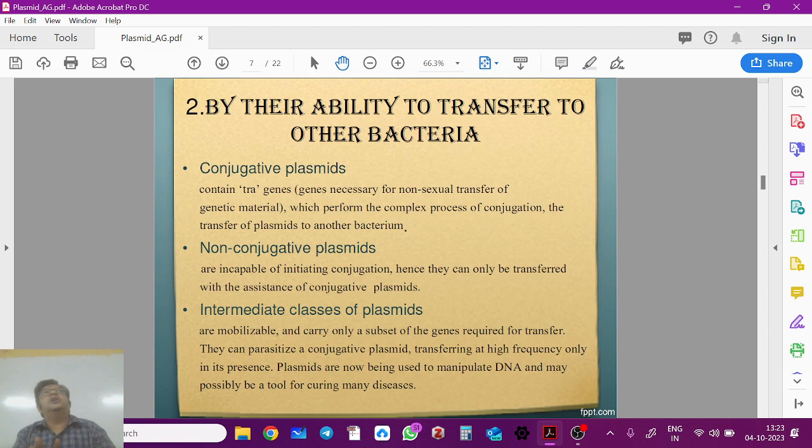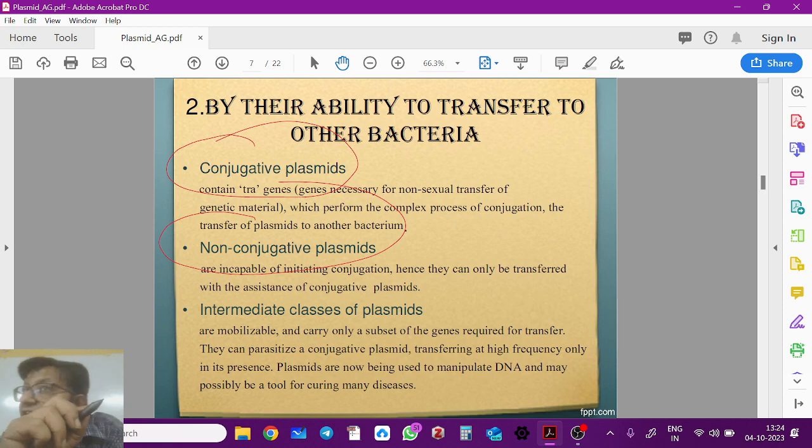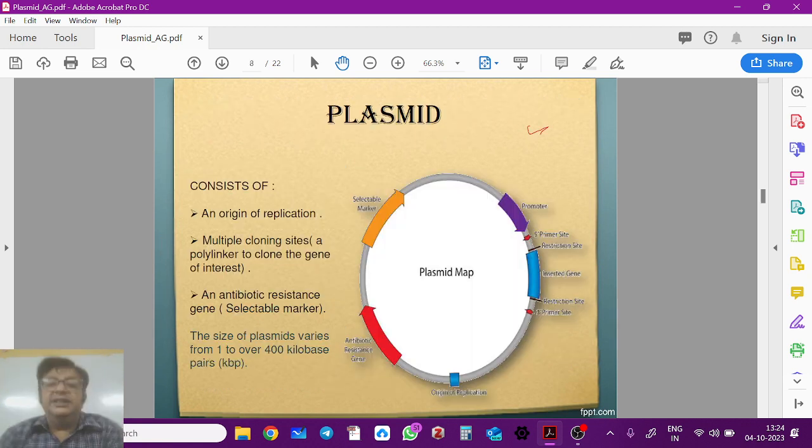You can also classify plasmids by their ability to transfer to other bacteria. You have the conjugative plasmids, which I have talked about, which transfer tra genes. Then there are non-conjugative plasmids, and partially conjugative, partially non-conjugative plasmids, which are partially transferred and partially not. So they are intermediate classes. Now we go to the next slide, which shows a plasmid map, how a plasmid looks.